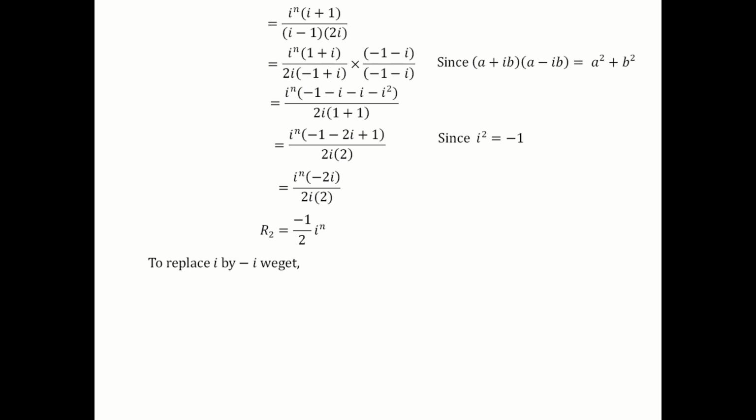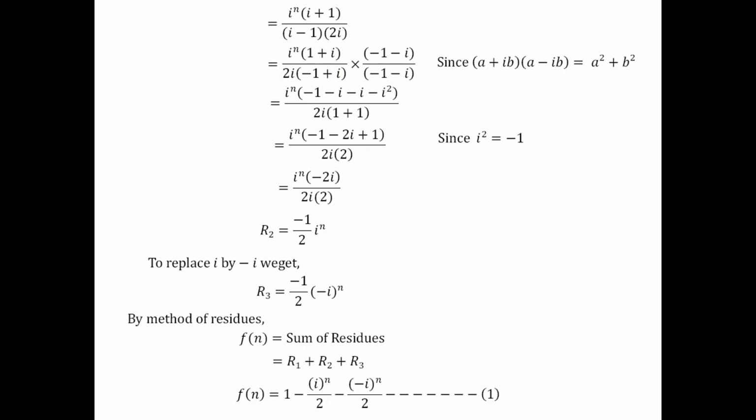Next R3. Just replace i by -i. So you will get R3 directly. R3 is equal to -1/2. Instead of i, you put -i. That's all right. (-i)^n. Right? Therefore, by the method of residues, f(n) is equal to the sum of the residues. So R1 plus R2 plus R3.